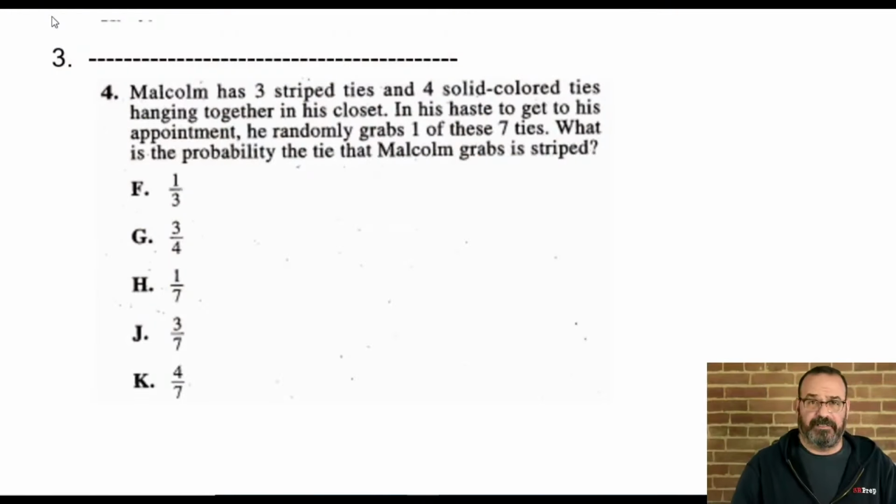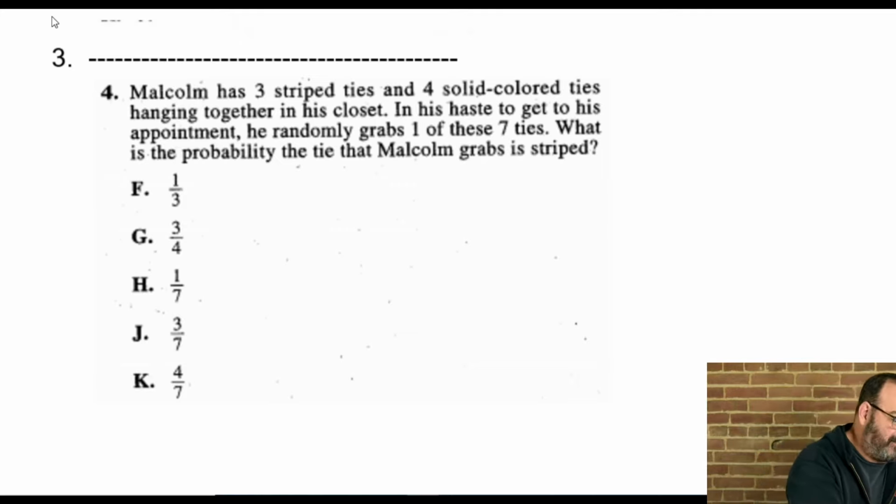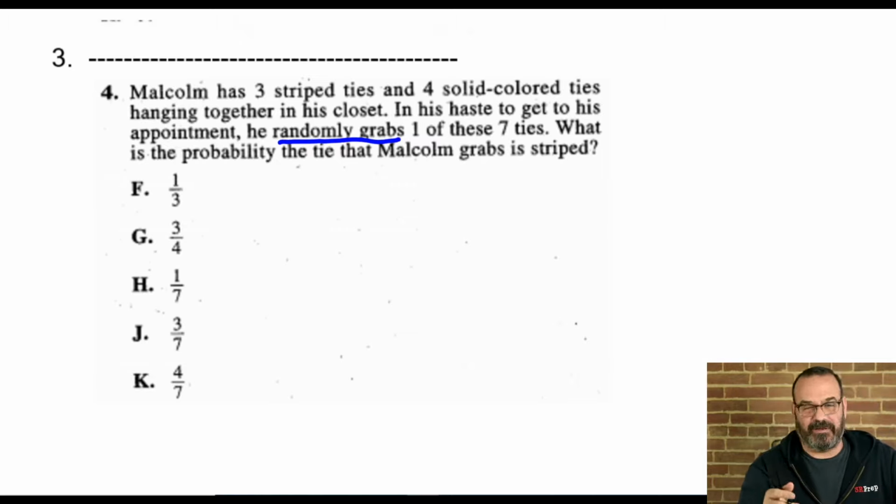All right, question number 3. Malcolm has 3 striped ties and 4 solid colored ties hanging together in his closet. In his haste to get to his appointment, he randomly grabs one of the 7 ties. I love this one. Randomly grabs in the dark a sweater. This problem has been on the SAT and the ACT since time immemorial, as somebody grabs something at random.